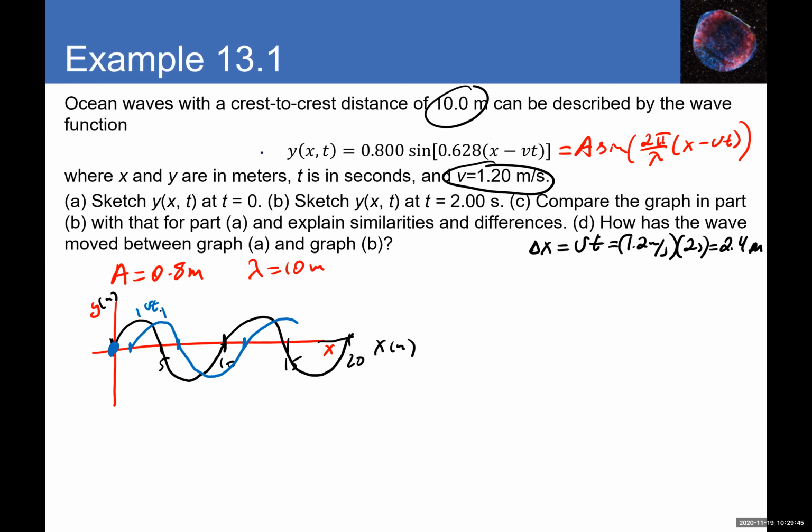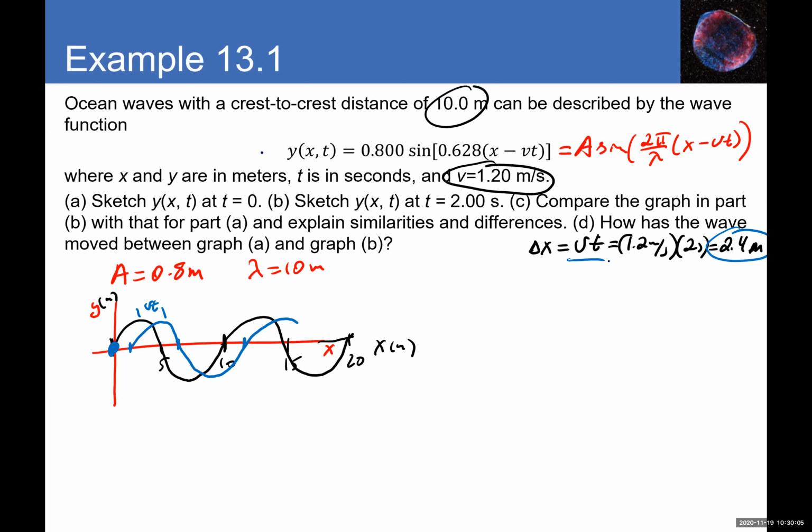Now, compare the graphs in part B with part A and explain the similarities and differences. Again, it's the same amplitude and the same wavelength. It's just shifted by this 2.4 meters, which is basically the vt distance.